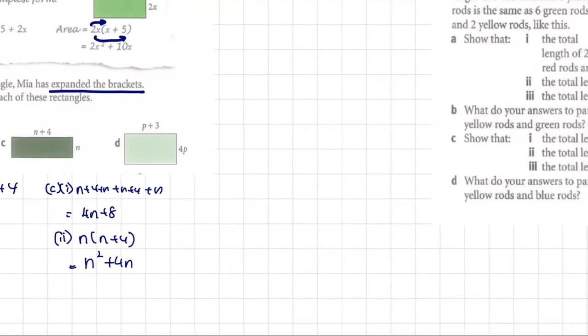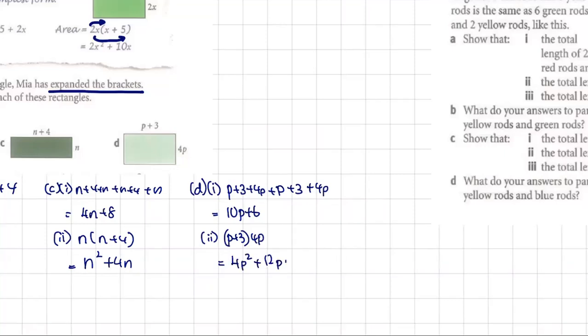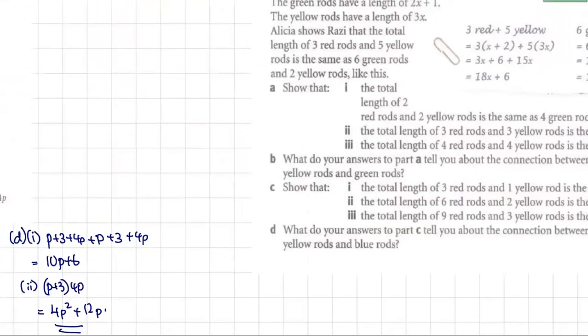We're going to calculate the area and perimeter as well. Let's calculate the perimeter. p plus 3 plus 4p plus p plus 3 plus 4p. So just imagine running again. So when we add everything together, we're going to get 10p plus 6. For the area, p plus 3 multiplied by 4p is 4p squared plus 12p. That's the answer here. Done for question 3. Let's look at question 4.